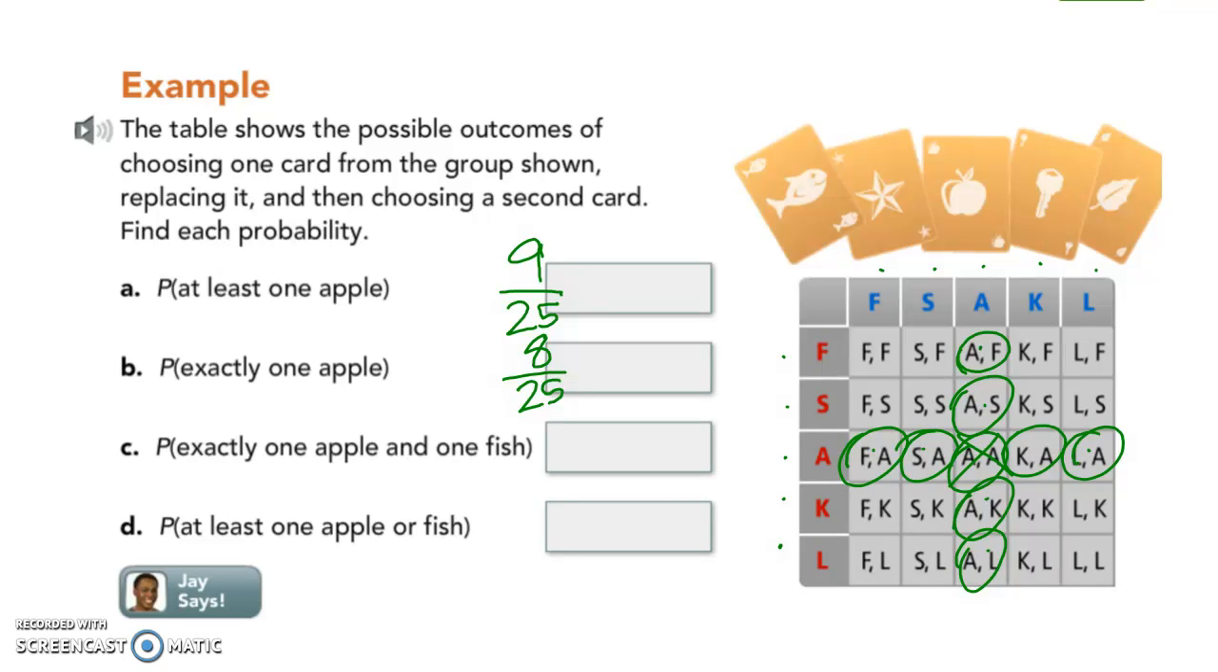All right, next, exactly 1 apple and 1 fish. So I want apple and fish, A and F. I have this one, and I have this one. So that is 2 out of 25.